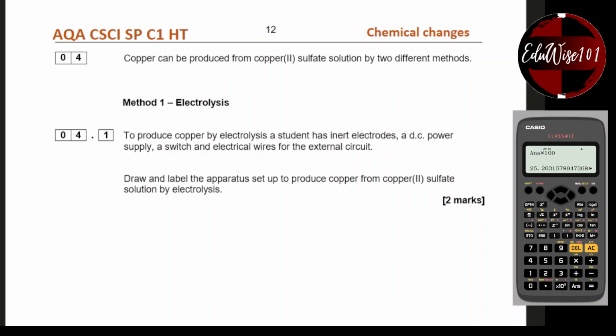Method 1, electrolysis. To produce copper by electrolysis, a student has inert electrodes. When they say inert electrodes, they're usually referring to either graphite electrodes or titanium. Titanium is more inert than graphite. A DC power supply, a switch, and electrical wires for the external circuit. Draw and label the apparatus set up to produce copper from copper 2 sulfate shown by electrolysis.